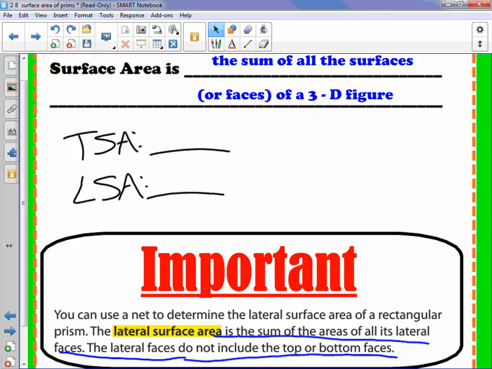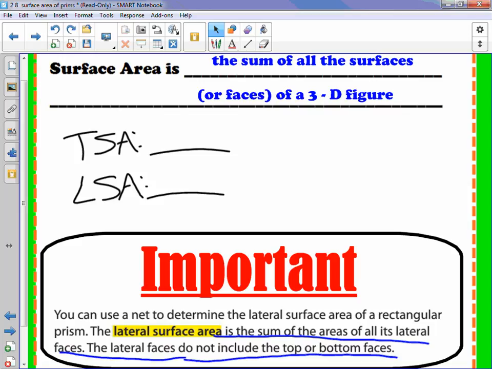A lot of times for triangular prisms, my most commonly missed question with surface area is that triangular prisms will sometimes be shown to you like this, and I'll say name the shape of the base, and they'll say rectangle because it's sitting on the rectangle. Just because it's sitting on a rectangle doesn't mean that's the shape of my base. Does that make sense? So I'm telling you right now, this is my most commonly missed question.